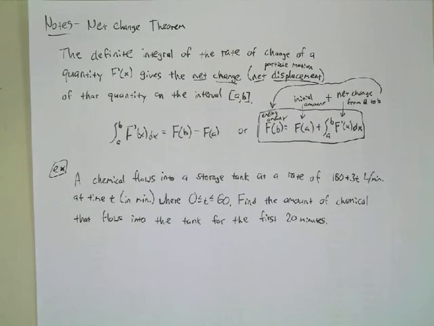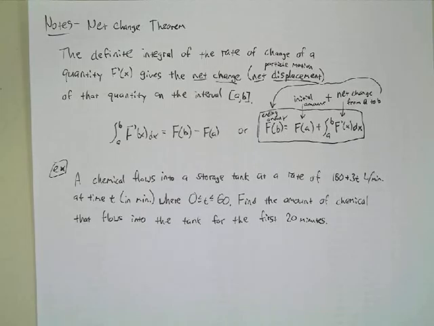Okay, so there's our situation. Are we given an initial amount of chemical that's already in the tank, for example? No. We don't know that, okay? All it says in the directions here is to find the amount of chemical that's flowing into the tank. So the tank may already have something in it, or it may not. We don't know. And so we're not going to worry about that, because all it says is to tell us the amount of chemical that's flowing into the tank for that first 20 minutes.